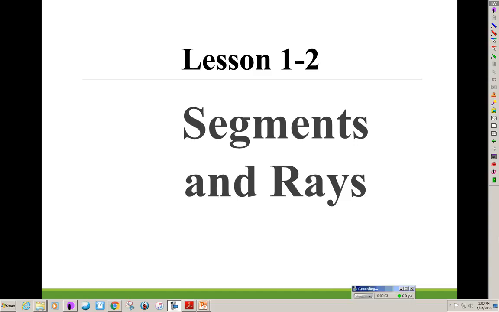This lesson is segments and rays. Here we're going to learn how to draw and name and label segments and rays. We will figure out distance on the number line, midpoints on the number line, talk about congruent segments. We'll do the segment addition postulate. So let's just get right to it here.